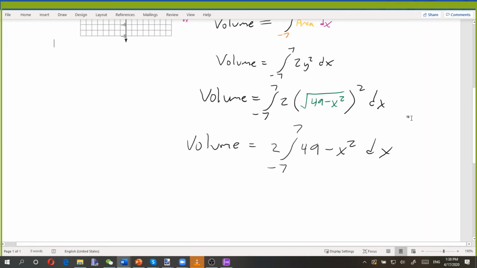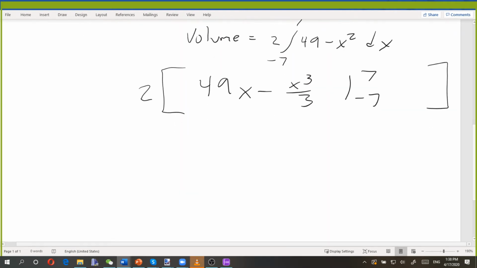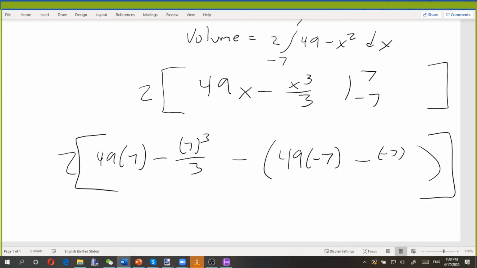Okay, then our last step is to integrate. So this will be 2 times our integral from our lower bound to upper bound. That's 49x minus x cubed over 3 from -7 to 7, or 2 times all of 49 times 7 minus 7 cubed over 3, minus 49 times -7 minus -7 cubed over 3.